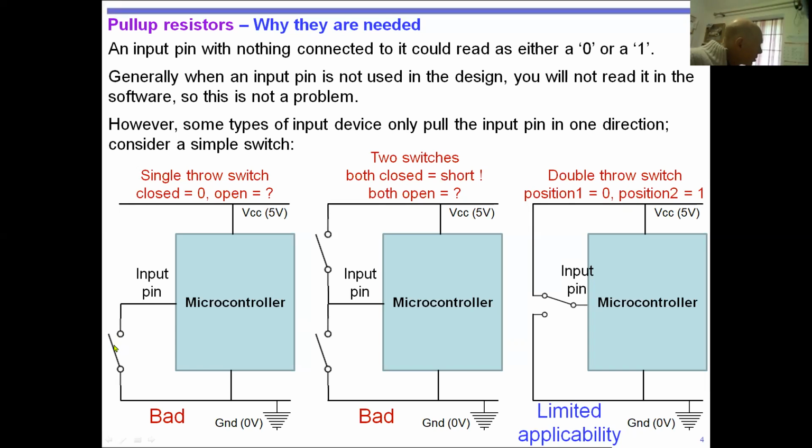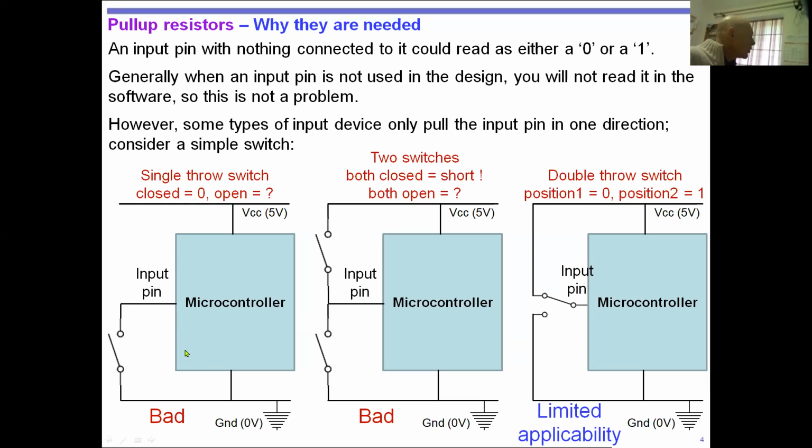You can't suggest that because the switch is not on ground, it must be on high. It's not. When the switch is open, this is on nothing. It could be just a random value on that pin. We can't be sure what the value on that pin is. We can't be sure it's a 1 or a 0. It's a very dangerous thing to do.